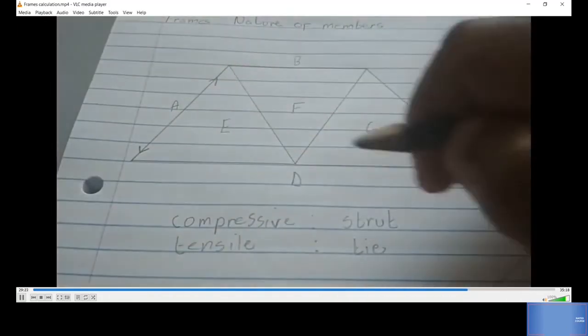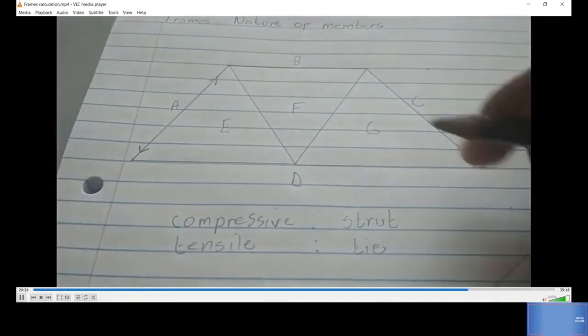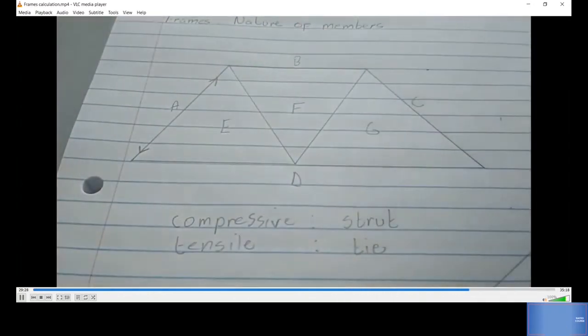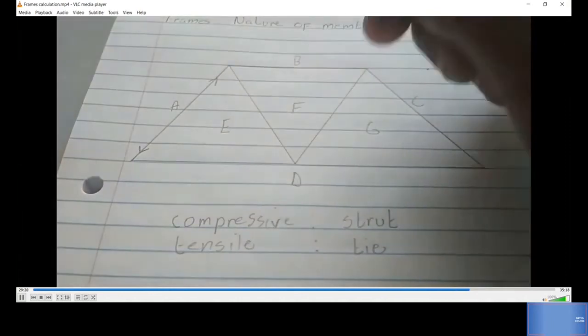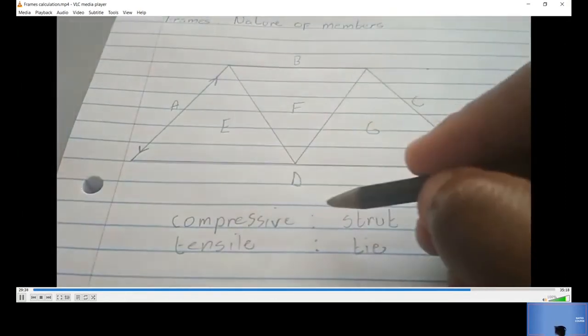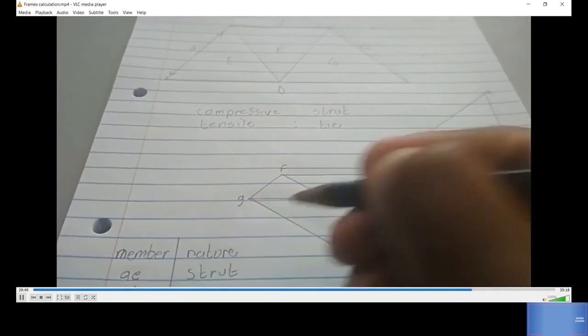direction. Now what this member is doing is that it's trying to pull itself apart. Okay, it's trying to pull itself apart, which means it's facing a compressive force, thus making it a strut. So we go there and we're going to write strut.